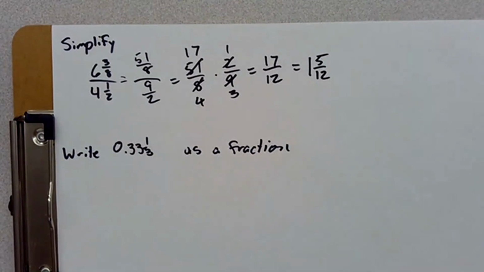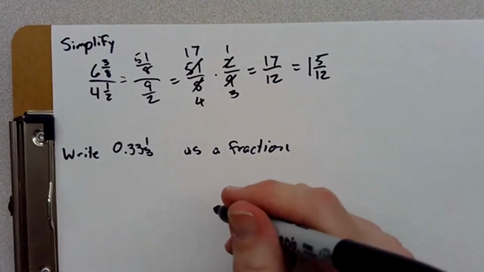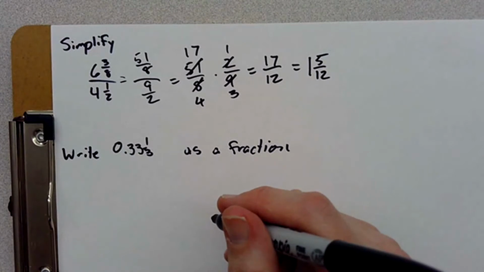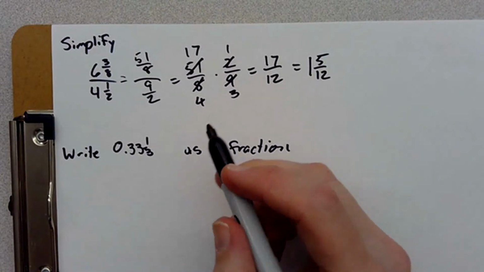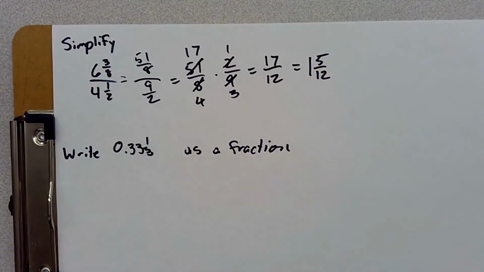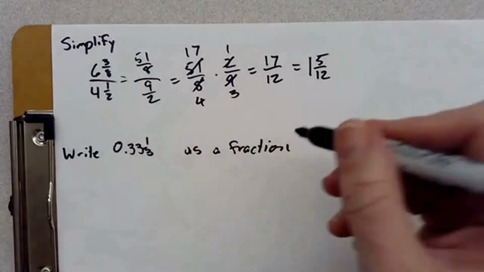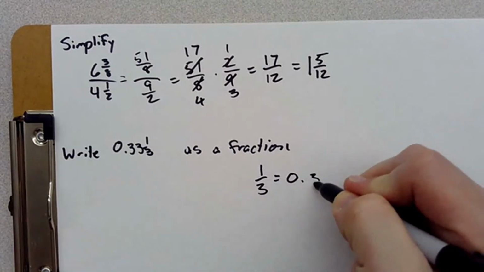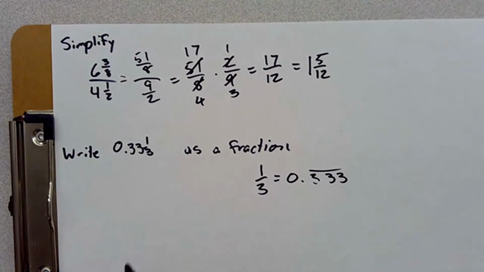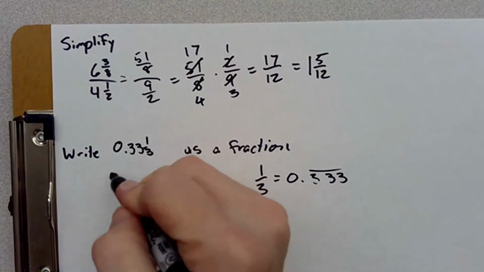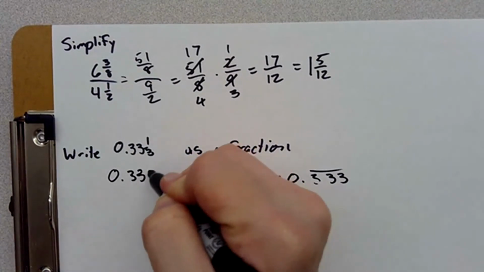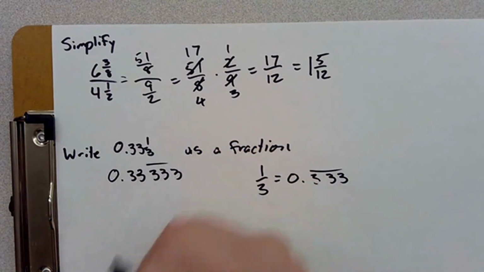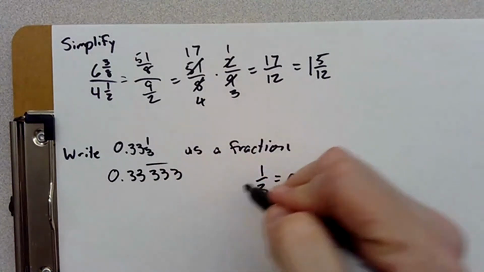Writing 0.33 1/3 as a fraction, I think the easiest way to do this here is to see what happens if we multiply this by 3. And remember that 1/3 is equal to 0.333 repeating. So basically we've just got 0.33 and then we continue on with those 3's. Well, that's the same as 1/3.